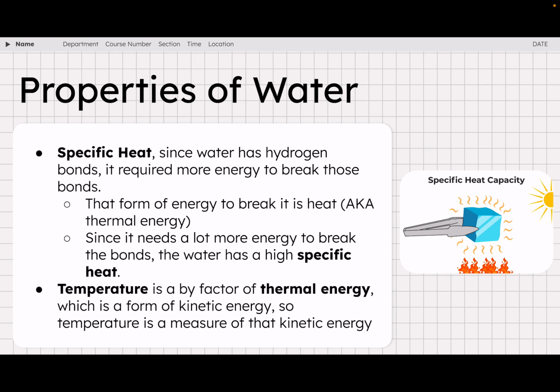Now, the great thing is the high specific heat of water makes it harder to evaporate, which allows oceans to stay cooler for longer, and a bunch of other properties for life. Now, temperature is a byproduct of thermal energy, and thermal energy is a form of kinetic energy. So temperature is just a measure of that kinetic energy, aka thermal energy.